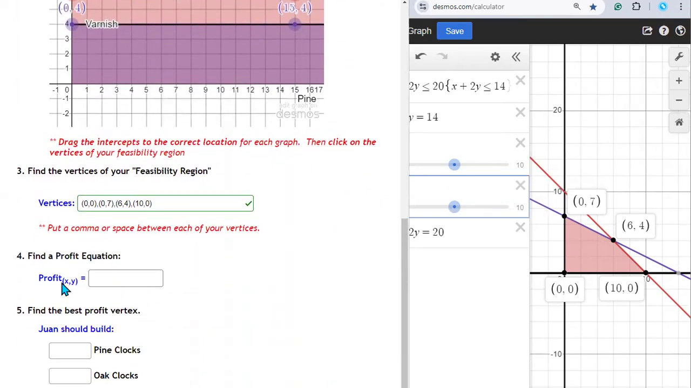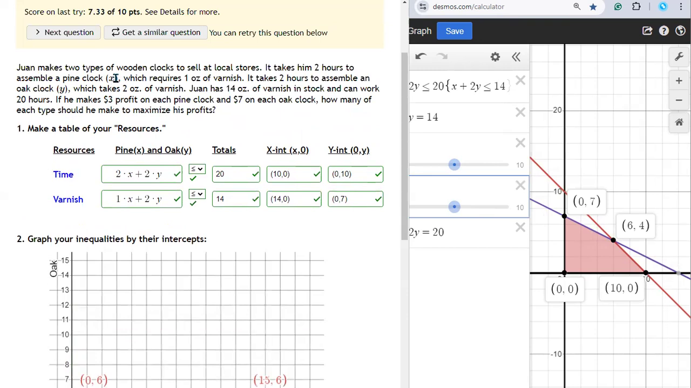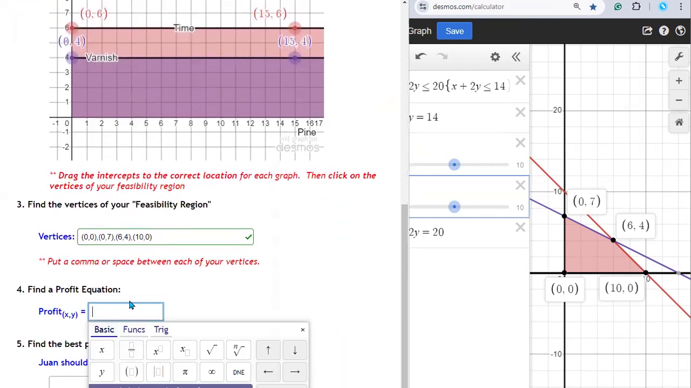Now we want to find the profit function. If he makes one pine clock, that's $3 in profit. If he makes 2 pine clocks, that's $6 in profit. If he makes 10 pine clocks, that's $30 in profit. If he makes X pine clocks, that's 3 times X dollars of profit. So the first part is 3 times X. I'm going to write that as 3X.